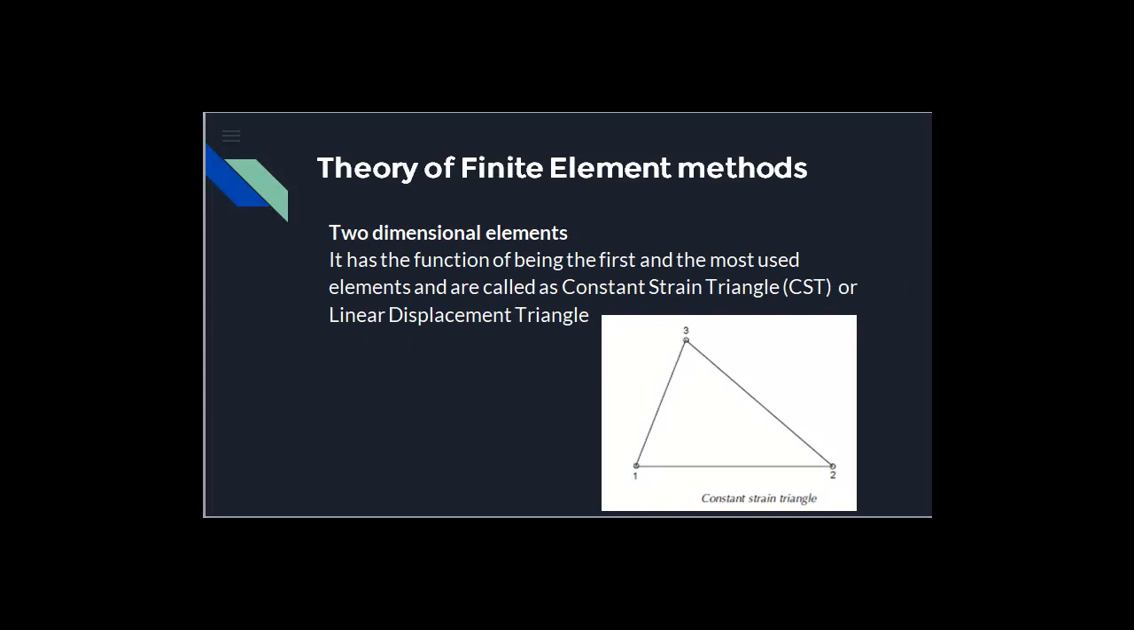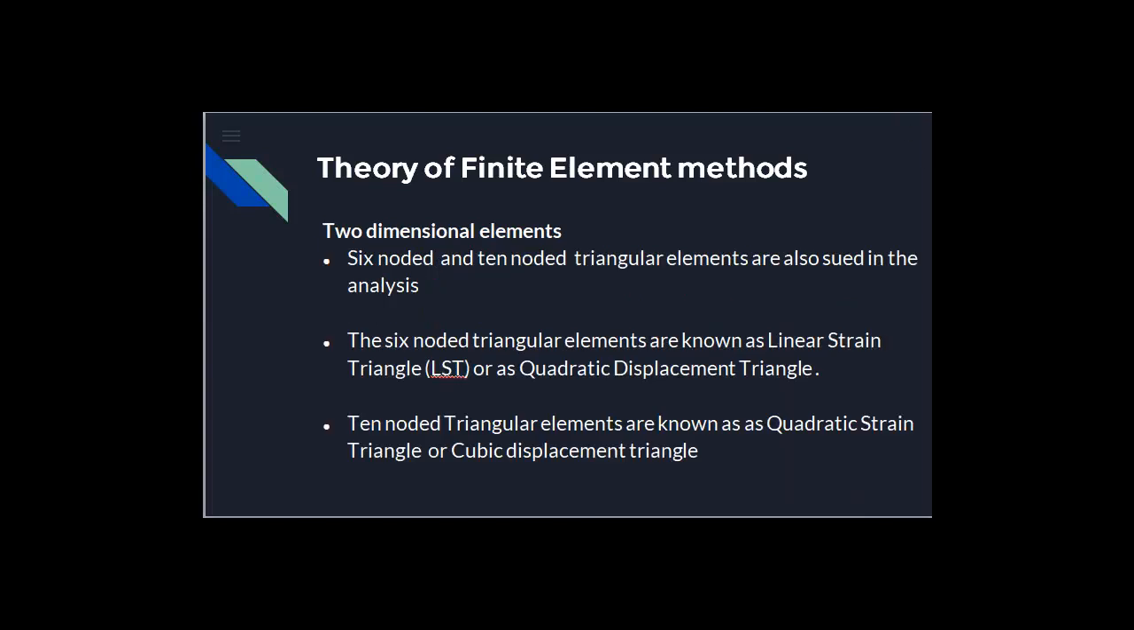The common and most widely used two-dimensional elements are triangular elements with 3 nodes. As it is the first and the most used element, it is called constant strain triangle, or in short CST. These are also called linear displacement triangle. Similar to the 3-noded triangular element, 6-noded and 10-noded triangular elements are also used in the analysis. The 6-noded triangular elements are known as linear strain triangle, or in short LST. This is also called quadratic displacement triangle. The 10-noded triangular elements are known as quadratic strain triangle or cubic displacement triangle.